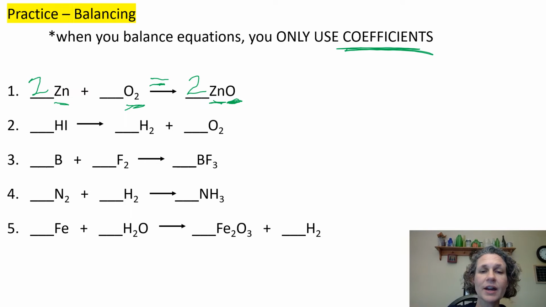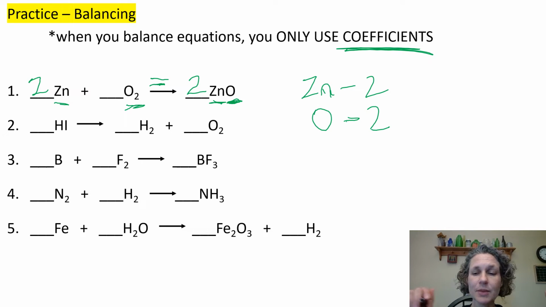So now, in order to balance my zincs, I come back over here and put a 2. So now if I check, I have zinc, and there are 2 of them per side, and oxygen, and there are 2 of them per side. So it is all good. That blank in the middle or the blank in front of the oxygen, you can leave it.